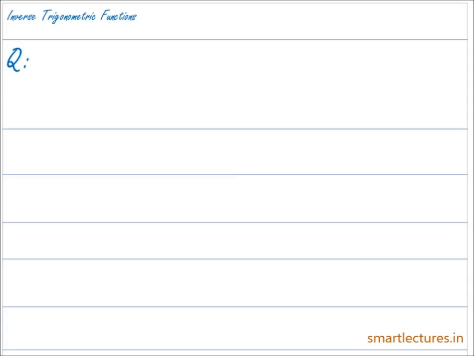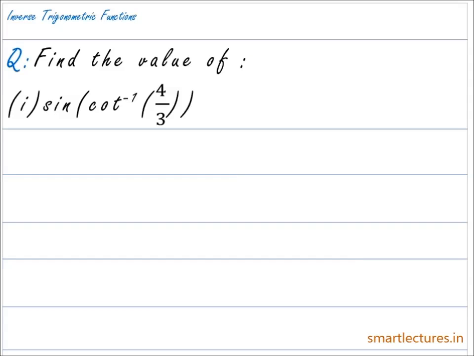So let's solve one more question. Find the value of... this question has got two parts. The first part is: find the value of sine of cot inverse 4 upon 3. And the second part is sine of secant inverse 17 upon 8. So first we shall solve the first part.